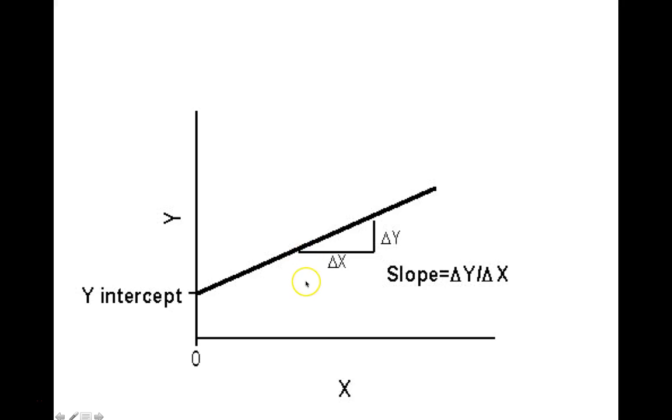And essentially what this means is for every unit increase in x, for every jump in score in x, how much does y go up or down? How much does y change? And so this delta symbol here represents change. So the slope is the change in y divided by the change in x.